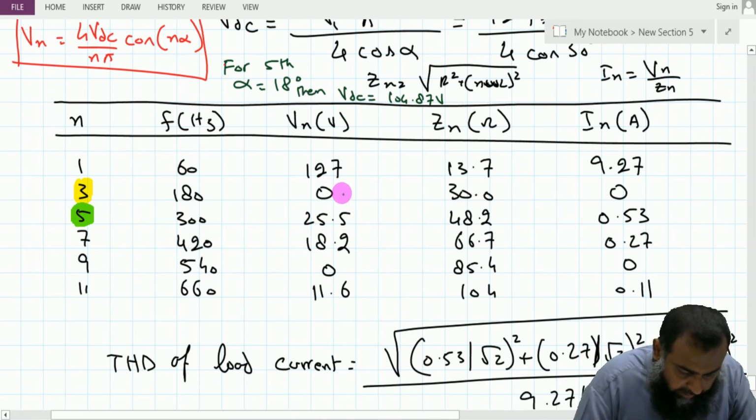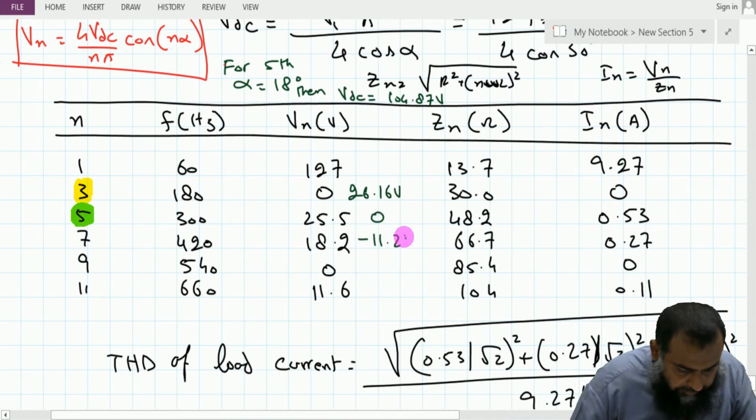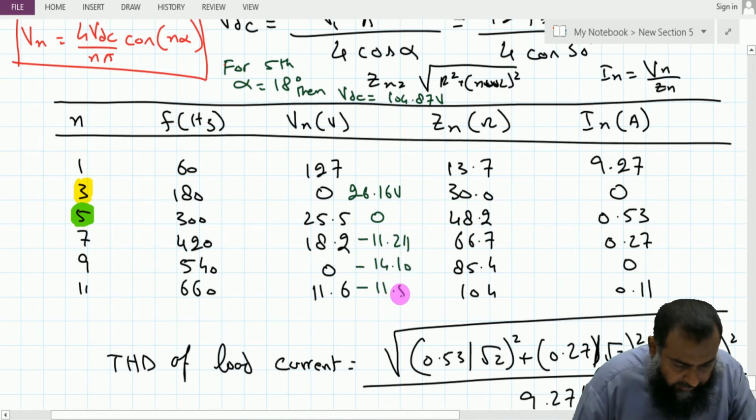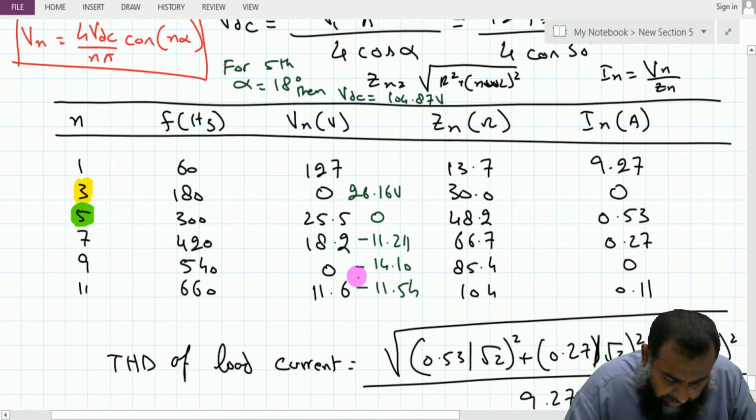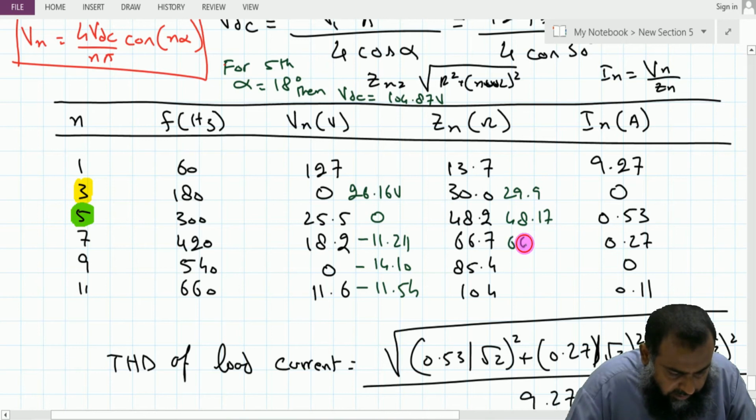This third harmonic content shall have a value equal to 26.16 volt. Here we have this 0, and then we have minus 11.211, then we have minus 14.10, and then minus 11.54, where this negative shows the phase shift. And also we have here, this is 13.7, this will be 29.9, this is 48.17, then we have 66.72, again because this will remain the same, it has nothing to do with this alpha, so these are exactly the same.